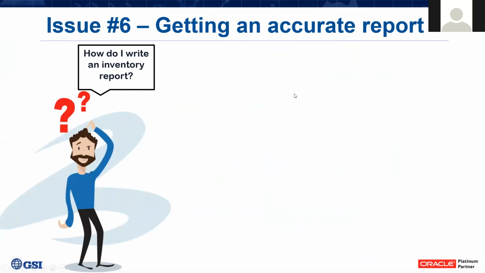Okay, and the last issue that we'll talk about is getting an inventory report out of your system in the first place. Okay, how do I write this report? You know, what information should I be pulling and when should I be pulling it? Well, we really have two ways of going about this.